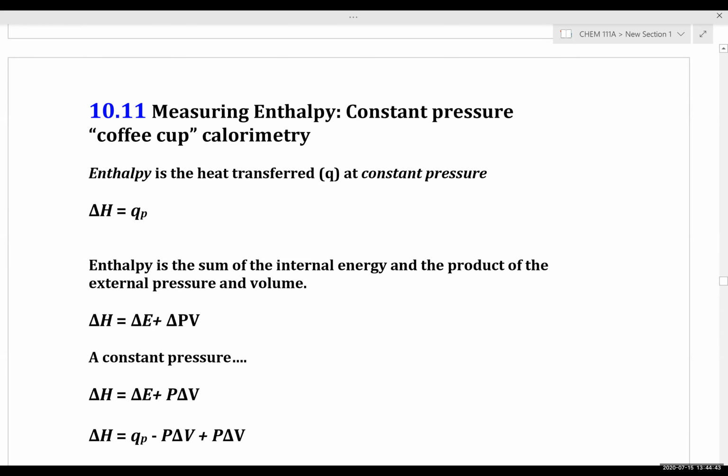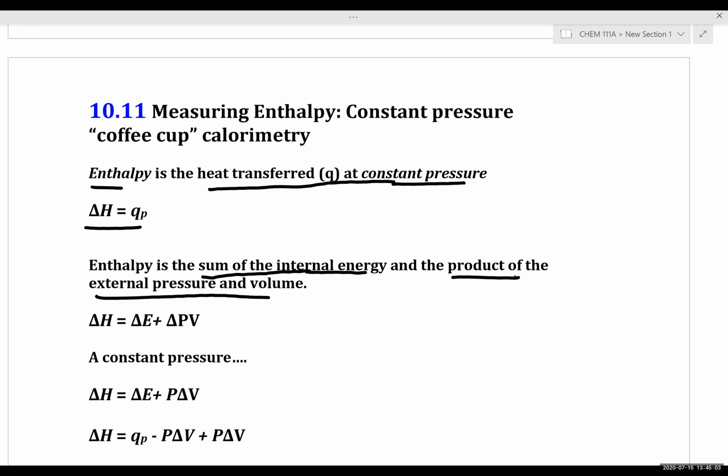So enthalpy is defined as the heat transferred at constant pressure. Enthalpy can be thought of as the sum of the internal energy and the product of the external pressure and volume. You can think of this PV term as what it takes to have an object present in an environment. To put an object into that environment, you're displacing a certain volume at a certain pressure. So you can think of this delta PV term as the amount of energy required to have your object in a given volume at a given pressure.